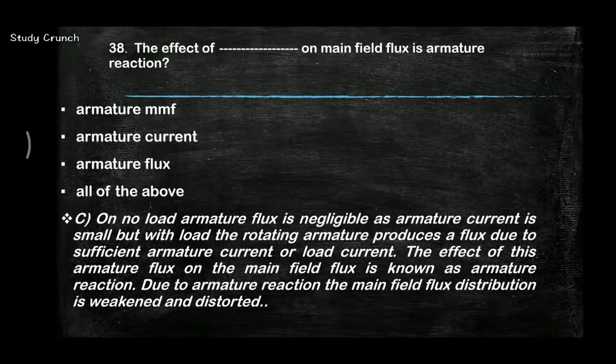Next, the effect of armature flux on the main field flux is armature reaction. On no load, the armature flux is negligible as the armature current is small, but with the load, the rotating armature produces a flux due to the sufficient armature current or load current. The effect of this armature flux on the main field flux is known as armature reaction.